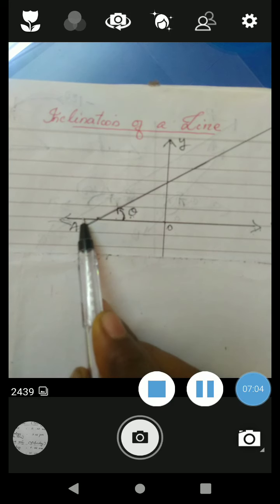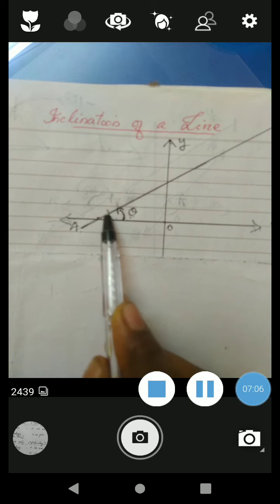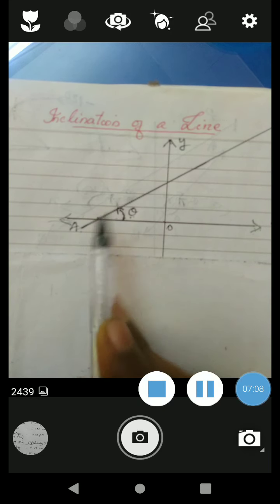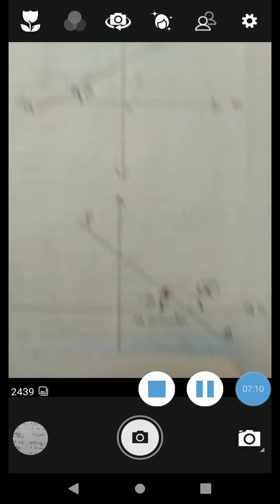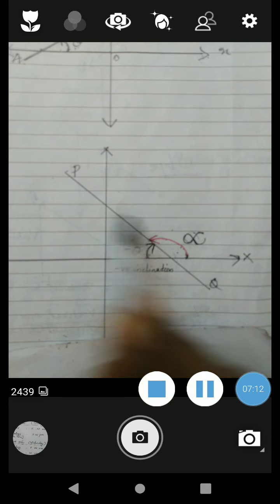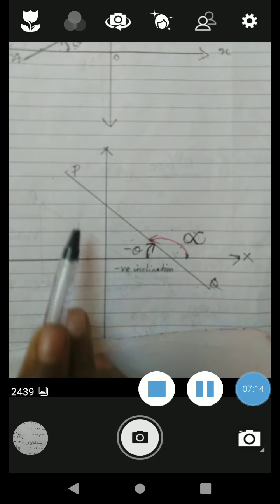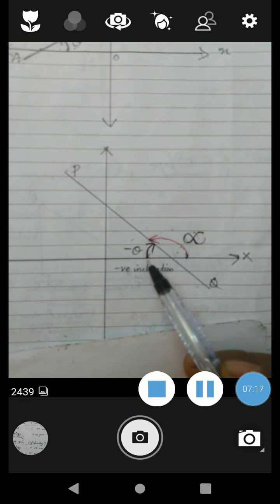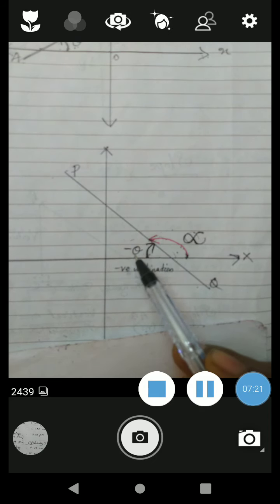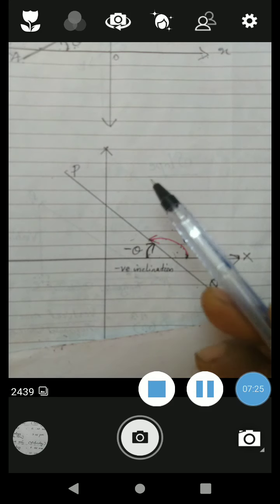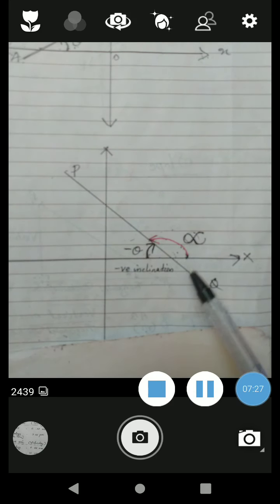We can measure this like this also, no? In clockwise direction also. In that case, we are considering, look here, another line PQ, and we are measuring that inclination in clockwise direction. In that case, theta is negative inclination. In this case, positive inclination.